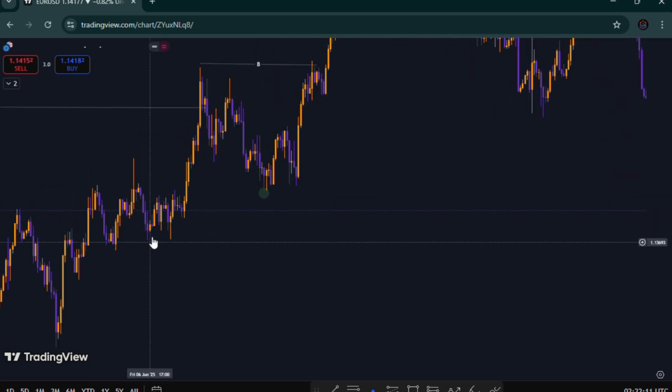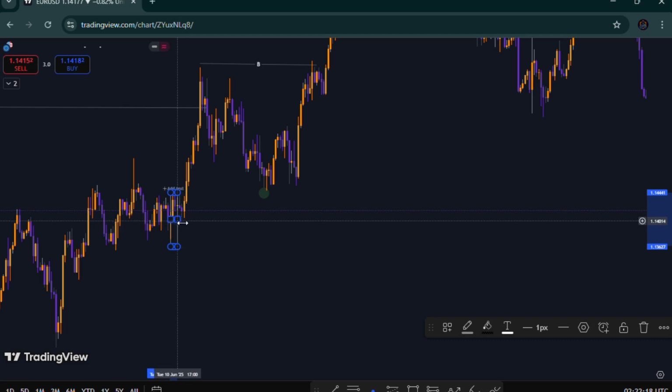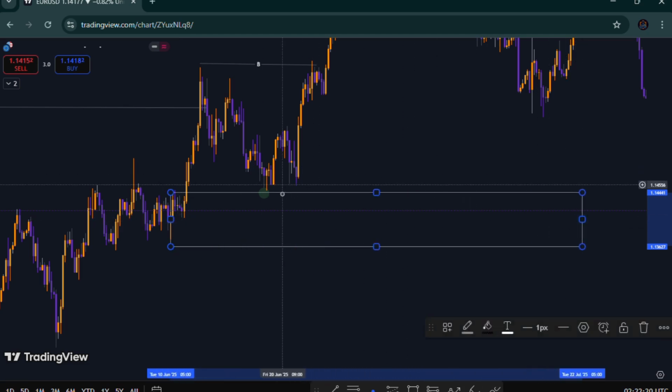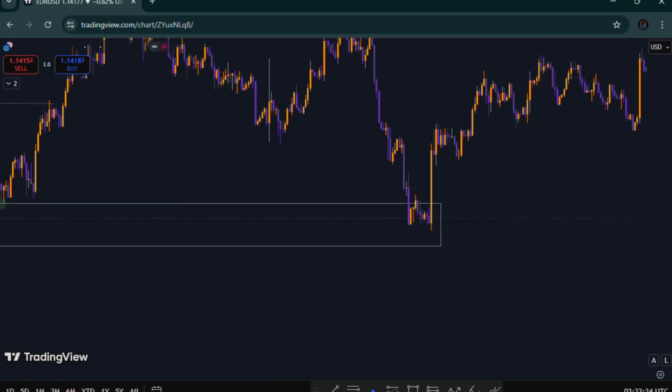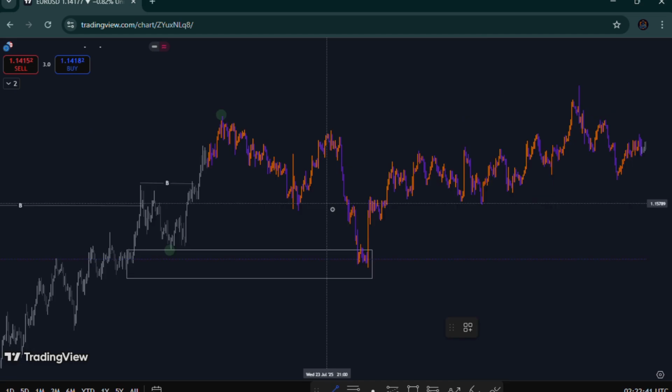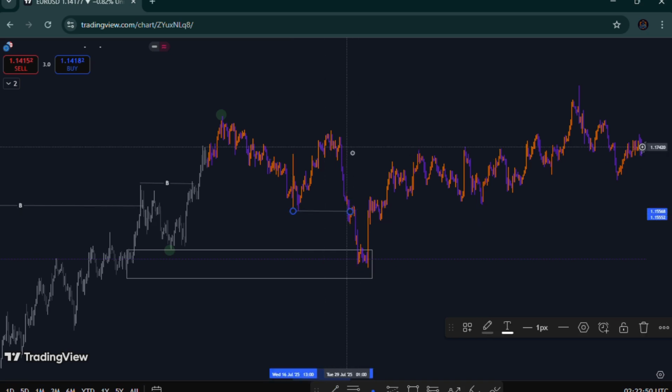Price came back down. We have this level here of unmitigated demand from this level, and price came back down, mitigating this demand here, because we can see that price didn't mitigate this demand before the expansion. Price came back down, mitigating this level here, and rallied to the upside. And I believe at some point we do have sellers too at this level, because they do see this to be a continuation for the sell side, and they will initiate their sell position from here.